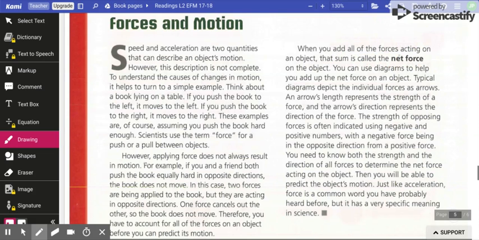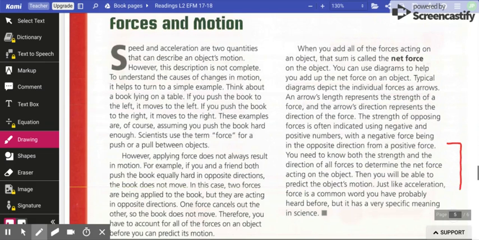Secondly, it's also having you understand what the arrow length and head mean. The arrow's length represents the strength. So an arrow with a longer length represents a stronger force. And the arrow's direction represents the direction of force. So this arrow up here is going to the right, and therefore it's a force going to the right.